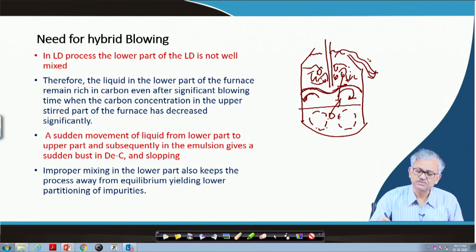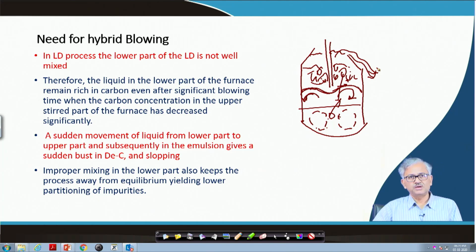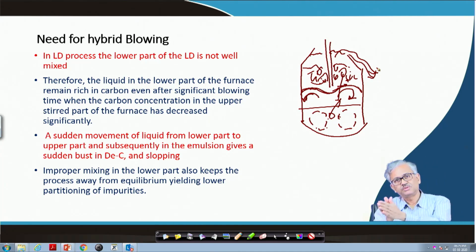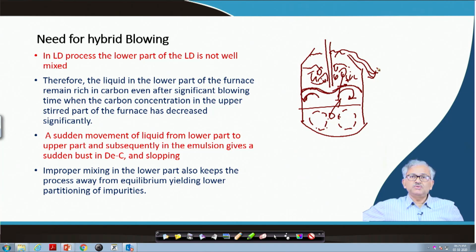It can also come down. This is called a sloping phenomenon, okay. So this type of phenomenon is called sloping. Sloping is the sudden movement of the liquid from the lower part to the upper part, and subsequently the emulsion gives a sudden burst in decarburization, and that gives rise to an increase in the height of the foam, and the emulsion can come out of the mouth of the LD furnace. That phenomenon is called sloping.